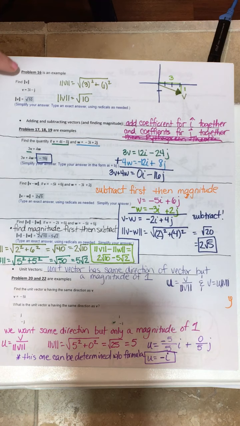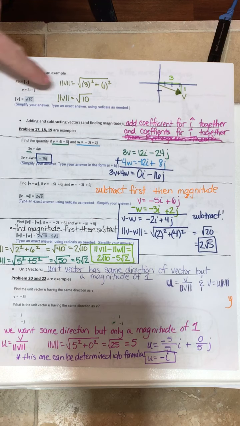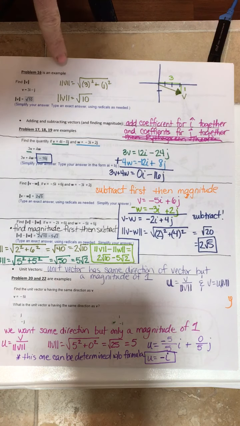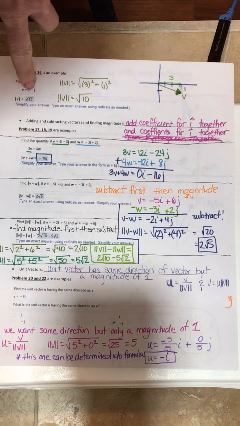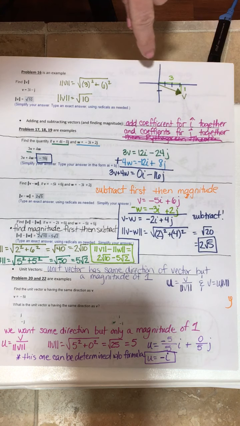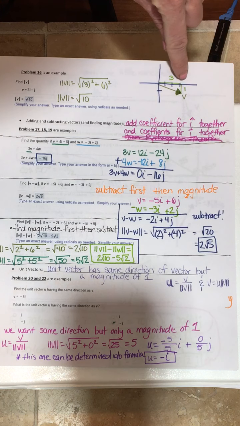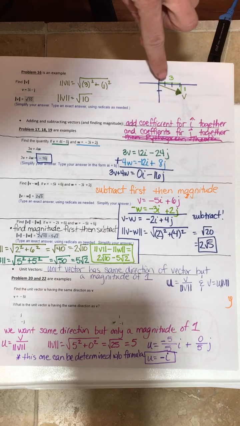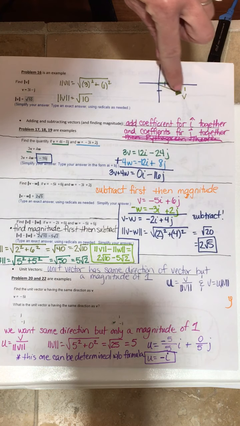So for 16, it says find the magnitude of vector v. That's what that means. Then they give you vector v is 3i minus j. Well, let me draw it for you just so you can see how this works. If I have a 3i minus j vector, that means it's going 3 units in the x direction and minus 1 unit in the y direction. So this is the vector they're talking about, v here.